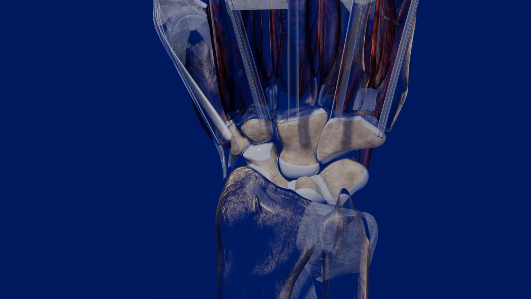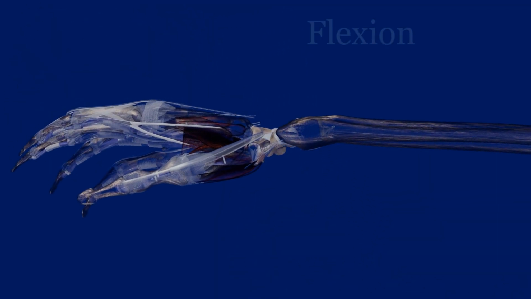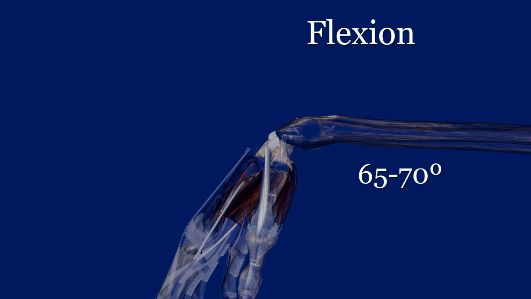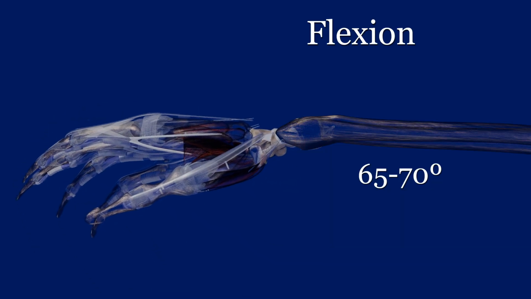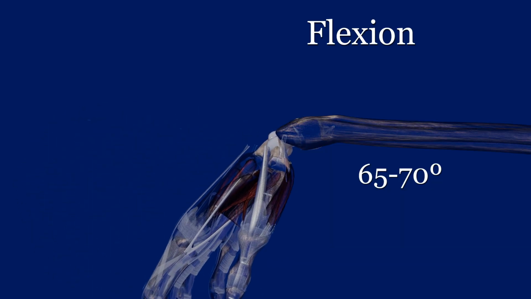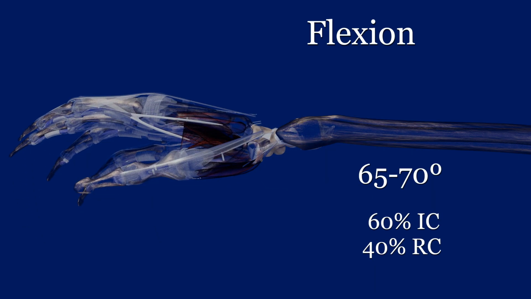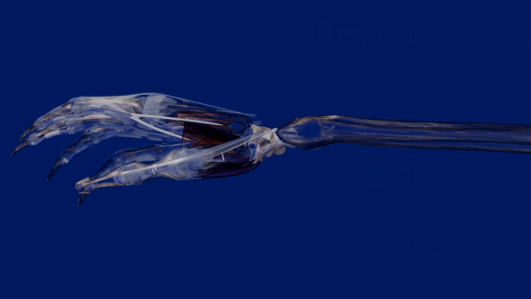Wrist flexion, extension, radial and ulnar deviation occur centered through the head of the capitate. Wrist flexion averages in the 65 to 70 degree range with significant variations. Approximately 60% of this motion occurs through the intercarpal joint, the rest through the radial carpal joint. The proximal row also moves slightly dorsal on the scaphoid facet.